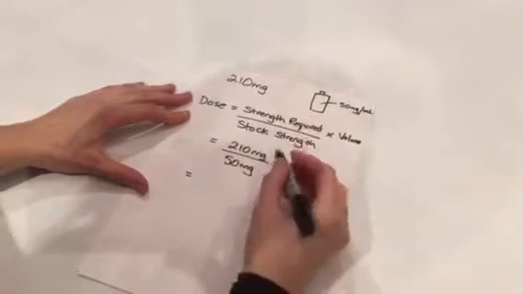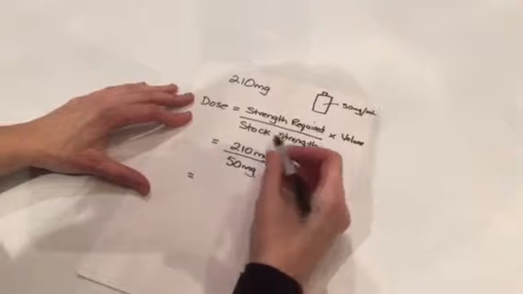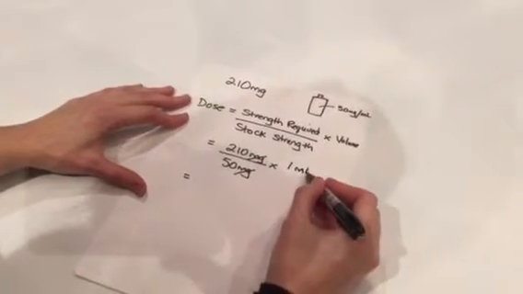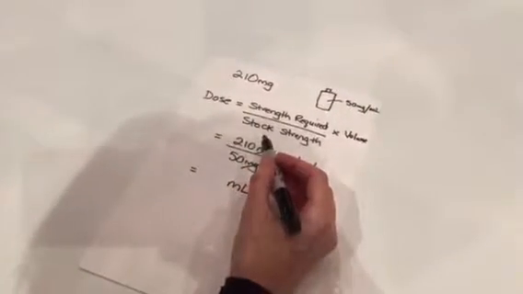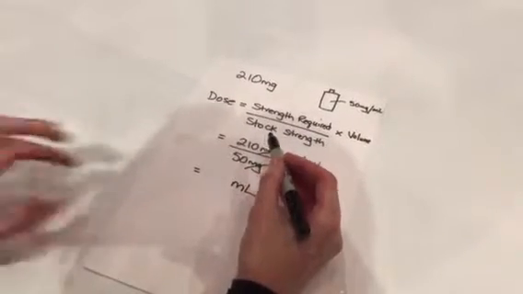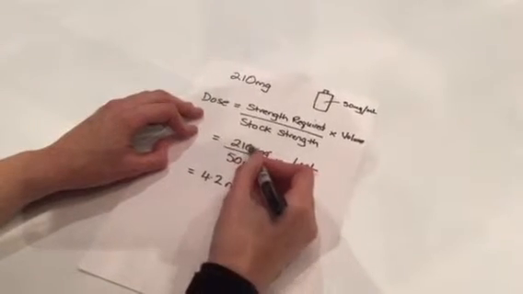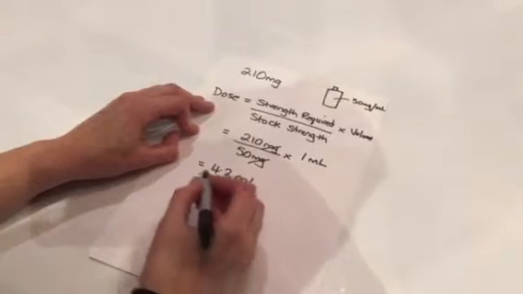Now there's an easy check here. Whatever's on top of the divided sign and on the bottom can cancel out. So milligrams cancels out on top and bottom, which leaves us with mils. So our answer will be in mils, which makes sense. So if we calculate, and I encourage you to use a calculator where possible to double check, you do 210 divided by 50, which gives us 4.2 mils, and that's what we will administer to the patient.